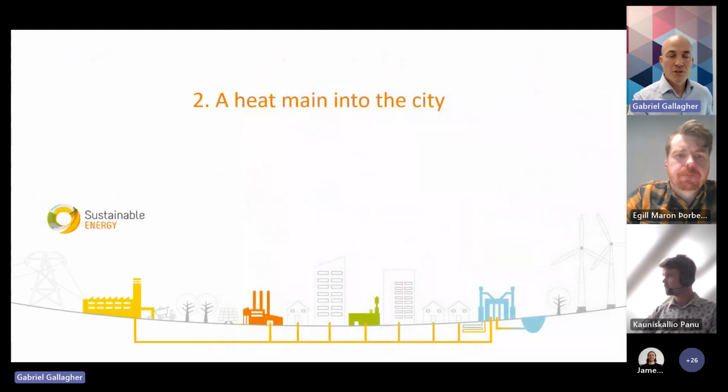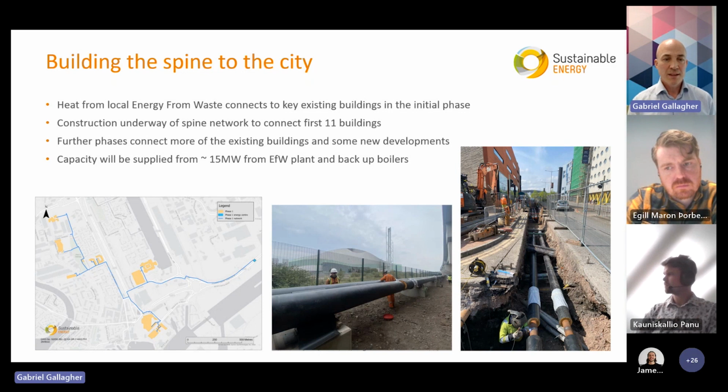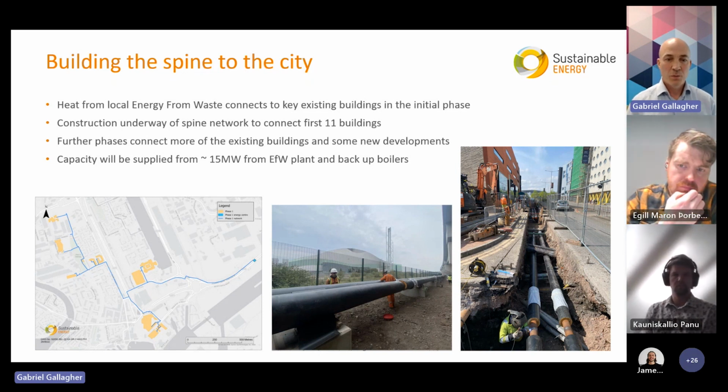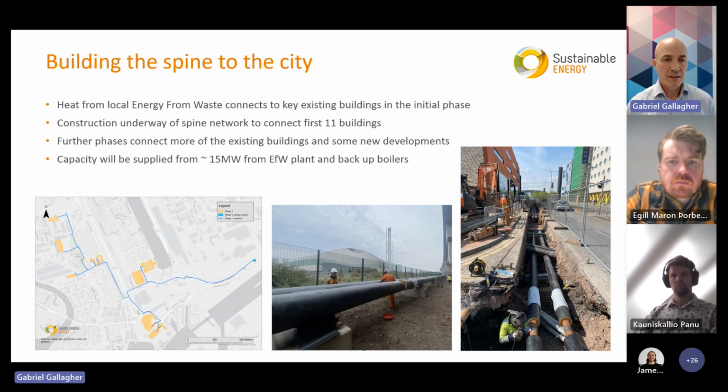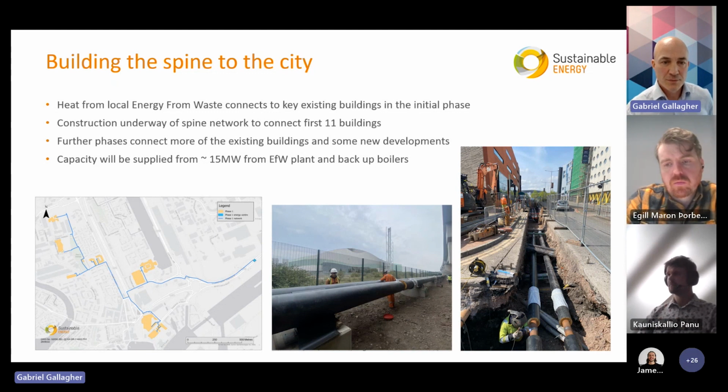A different approach, I guess, to another city is the Cardiff Heat Network, and this is the other way around. There's an existing energy from waste plant close to the city centre. There's a number of key existing buildings in the area, and this is where the heat network starts, from the spine network, building through to key buildings, with the first phase just being 11 large buildings, but future phases then connecting in the proximity of that spine. Current offtake is around 15 megawatts from the EFW plant, the energy from waste plant, with backup boilers in the vicinity.